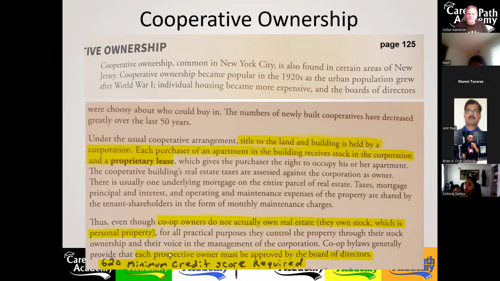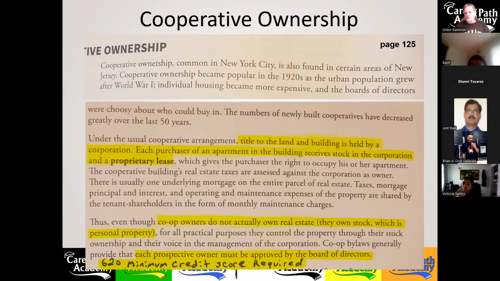Co-op bylaws generally provide that each prospective owner must be approved by a board of directors. And they usually do have minimum credit score requirements to get accepted. Usually a 620 FICO score. That's your Fair Isaac Corporation credit scoring system. 620 is considered prime. That's the average. Anything below 620 is considered subprime, a below average credit score.